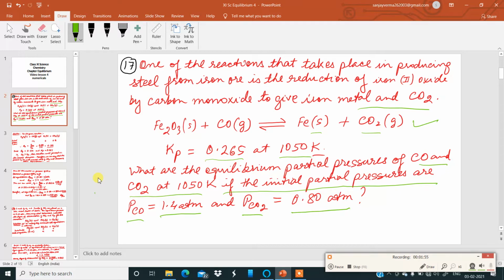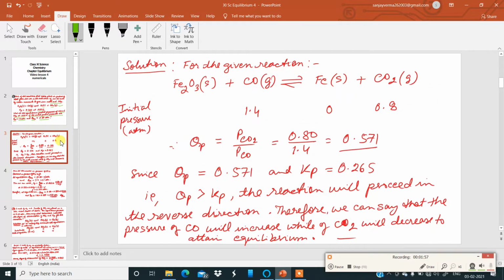Now, let us look at the solution. So, to solve this question, write down the equation. Fe2O3 (solid) plus CO gas, reversible arrow, iron plus carbon dioxide gas. Initial pressure: solid will not have a pressure. It is negligible. It is 0. Carbon monoxide, it is given 1.4. Iron will also not have. It is 0. Carbon dioxide, it is given 0.8 atm.